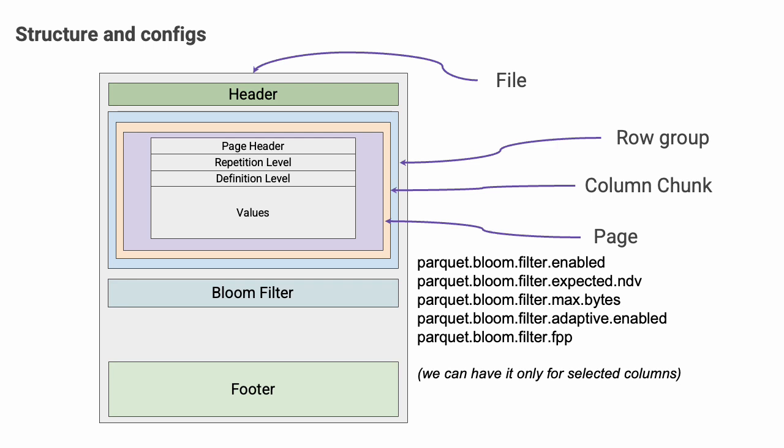And then you can tell that your Bloom filter is adaptive, where you don't specify the number of distinct values. All you tell is the maximum bytes, and the representation of the Bloom filter will adapt according to the maximum bytes you specify. In the process, you can also specify the false positive rate you would like to tolerate, because Bloom filters are probabilistic. When they say some value is present in a row group, that does not necessarily mean the value will be present. All it can tell you is that the value may be present.